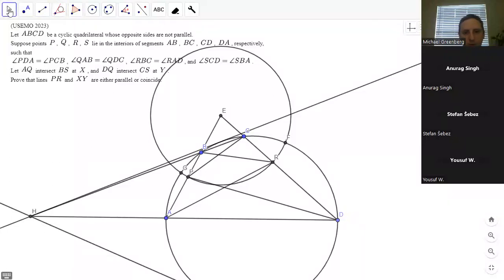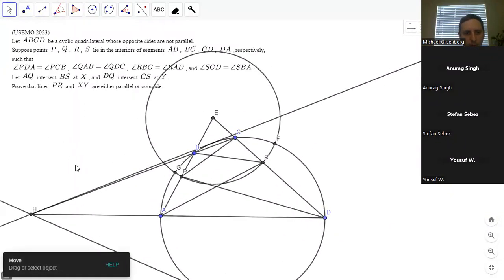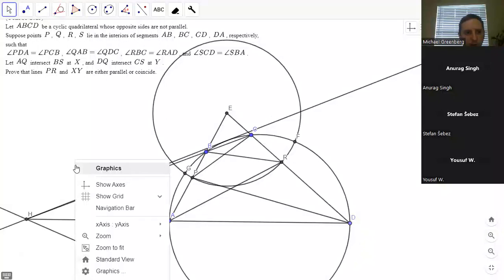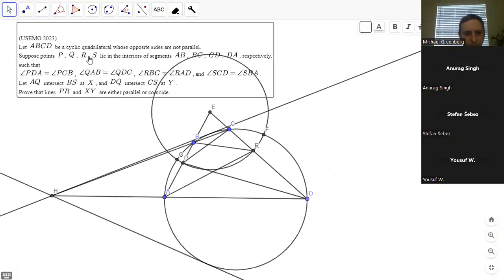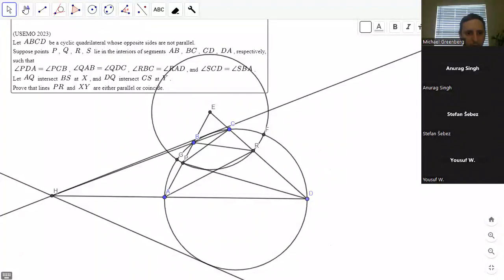I guess there would be one more step, which is showing that the point P is unique. Like there's not another point that satisfies that. But I'm guessing that's probably not that hard.